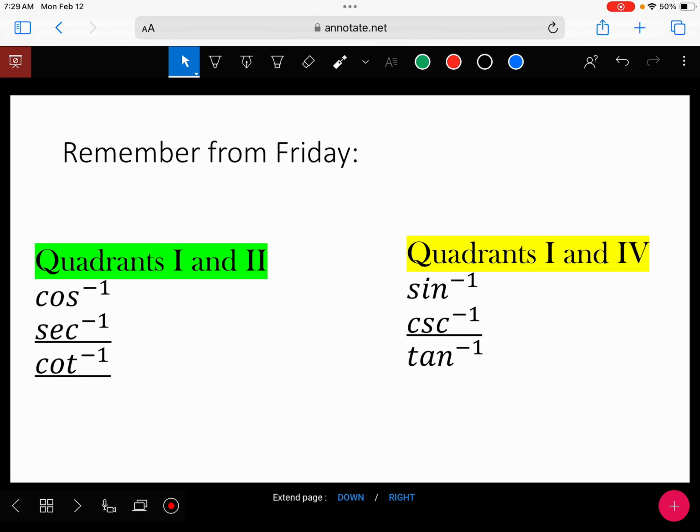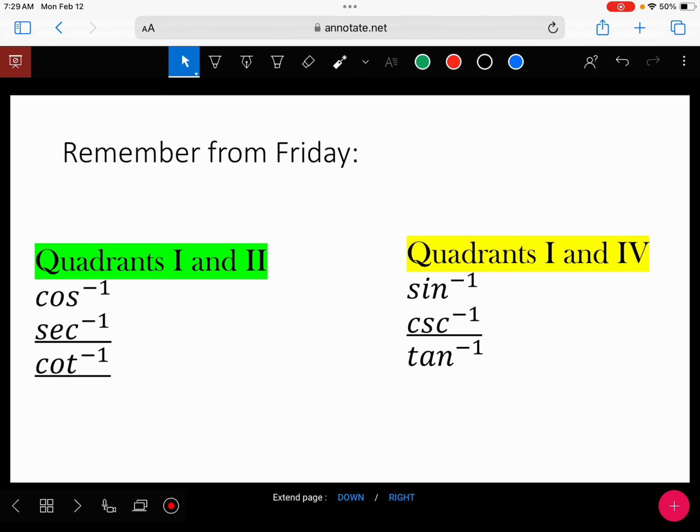So remember this from Friday. If you didn't get it written down or you weren't here, you need this written down. These are our quadrant restrictions. The underlined ones are the ones we touched on Friday. Remember, we already know cosine, sine, and tangent.